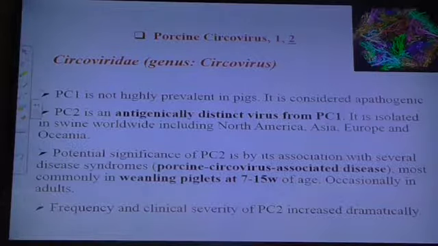Both are antigenically distinct. That means injection of one does not protect against the other. The potential significance, as I said, of this infection is the association with a number of syndromes. What are these syndromes?